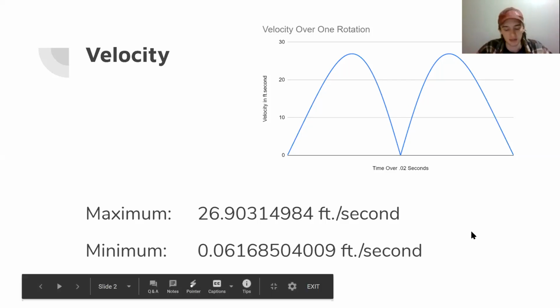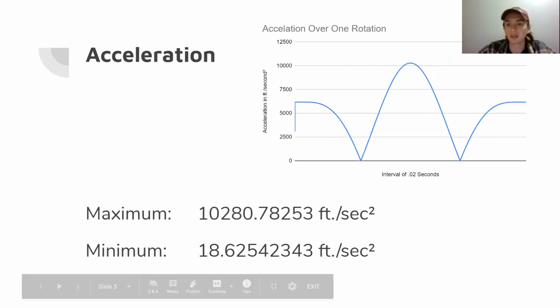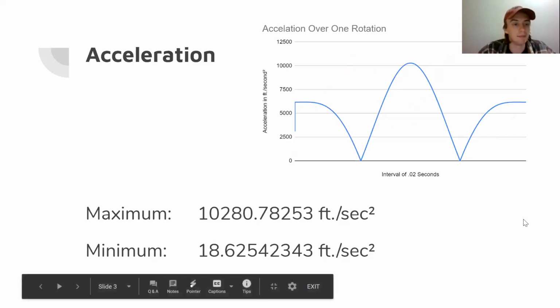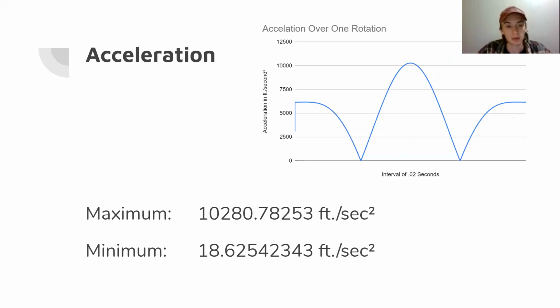The crankshaft completes a rotation every 0.02 seconds. We also found that with the same system, the maximum acceleration of this piston would be 10,280.782543 feet per second squared, and the minimum acceleration of the piston would be 18.62542343 feet per second squared.